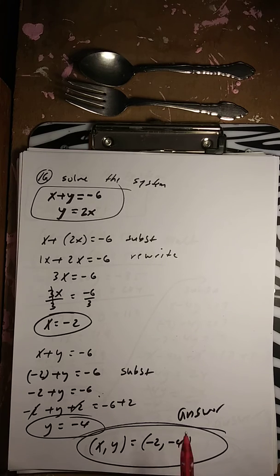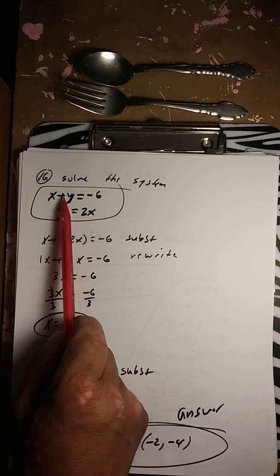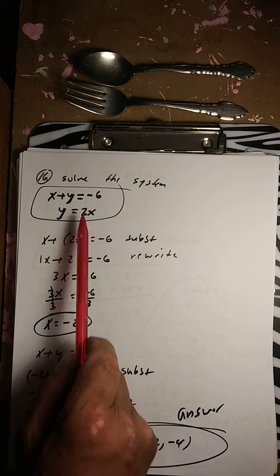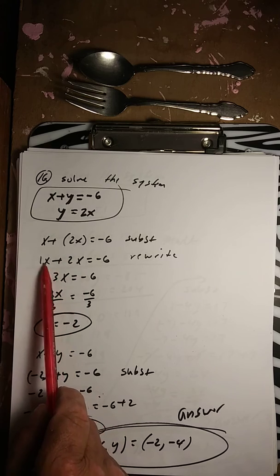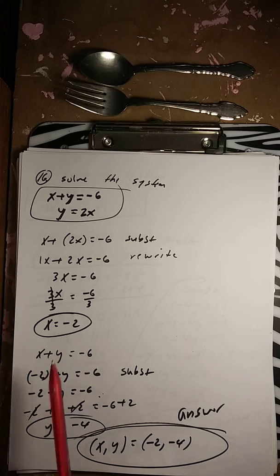Alright, this one. Solve the systems of equations. So we have y equals 2x. I'm going to substitute this back in here. So x plus 2x. Rewrite this, 1x plus 2x. That's 3x. Divide by 3. So x is negative 2.